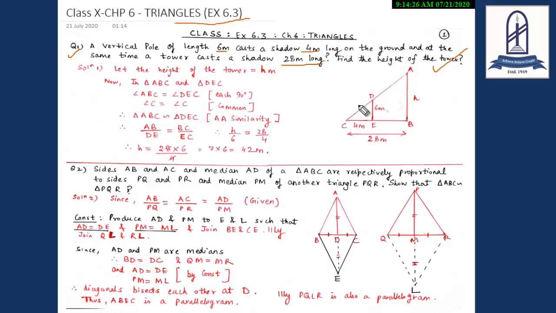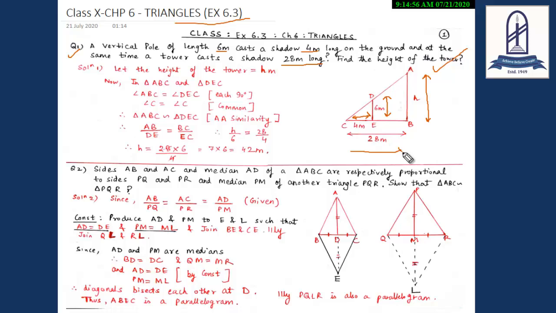So according to our question, students, first let us draw a vertical pole of length 6 meter, that is DE is equal to 6 meter, which casts a shadow 4 meter long. Here, students, in our figure C is the shadow which the vertical pole casts on the ground. And now let the height of the tower be H meter, which casts a shadow of 28 meter long.